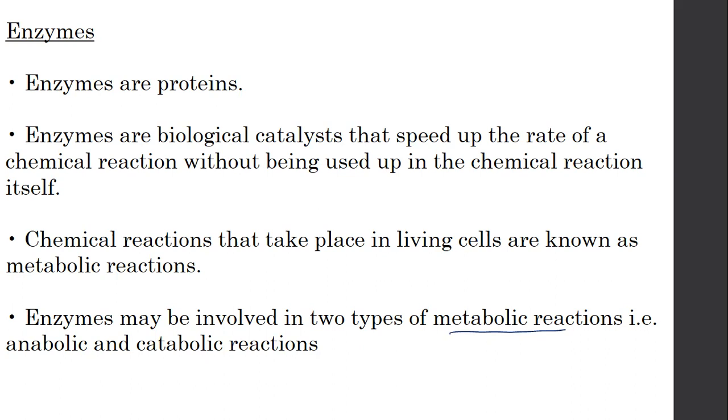So anabolic and catabolic are reactions that are taking place in a living cell. The one reaction is building up, the other reaction is breaking down. But generally, these reactions are called metabolic reactions. So enzymes, which are proteins, may be involved during those chemical reactions. Remember, what are enzymes? They speed up the chemical reaction without being part of that reaction. They make the reaction take place quickly or faster. That's what enzymes do.